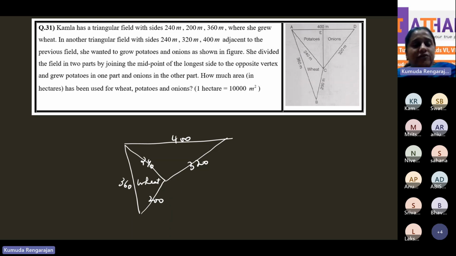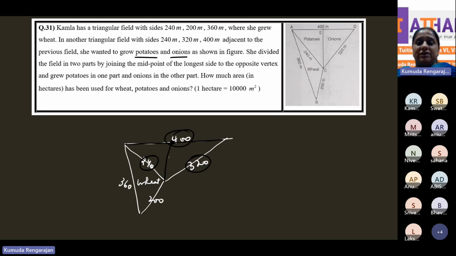Sorry, adjacent to the previous field, she wanted to grow potatoes and onions. So she divided the field into two parts by joining the midpoint of the longest side to the opposite vertex. In the second triangle, this is the longest side, because of 240, 320, 400, 400 is the longest. She marks off the midpoint of 400, which is 200, and joins that to the opposite vertex.